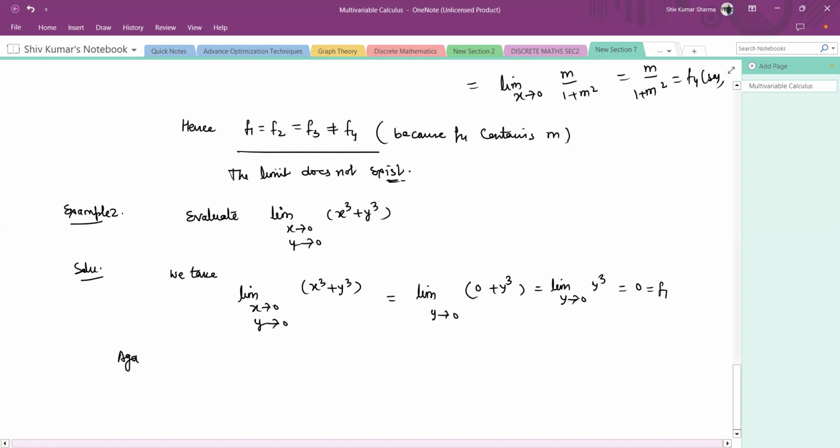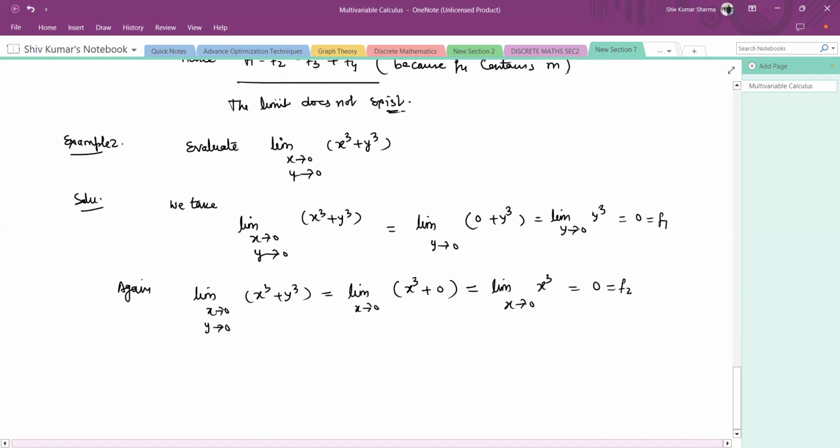Again, first we apply the limit y tends to 0. So the limit x tends to 0, y tends to 0, x raised to the power 3 plus y raised to the power 3 equals, when we apply the limit y tends to 0, x raised to the power 3 plus 0. 0 raised to the power 3 means 0. So this equals limit x tends to 0 of x raised to the power 3. When we apply limit x tends to 0 in this function, this gives us 0 also. So this is our function f2.